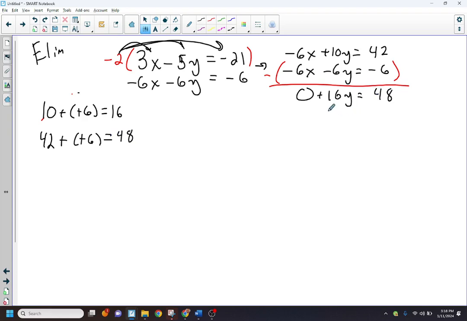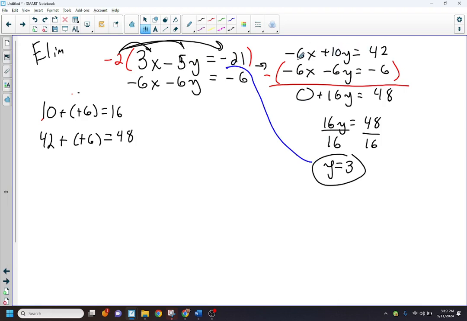So 16y equals 48. X is zero, so it's not worth subtracting. So I'm going to divide 16 on both sides to get the y by itself. Y equals 3. And remember, when I plug it in, I want to plug it into one of the original ones. So I don't want to plug it into anything I made.